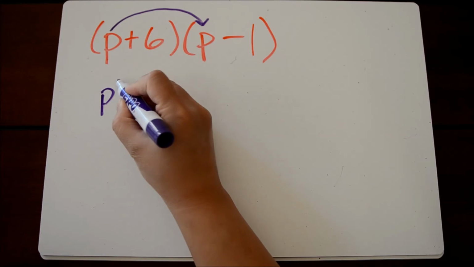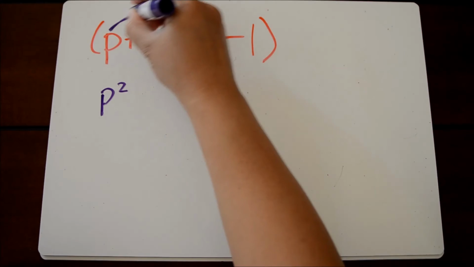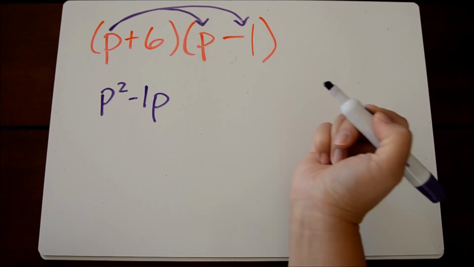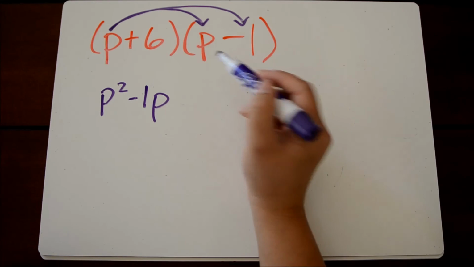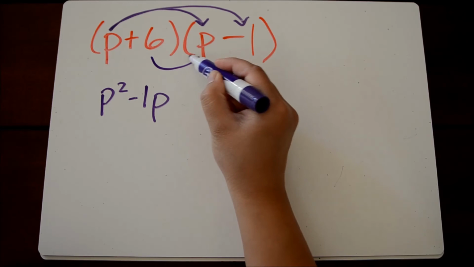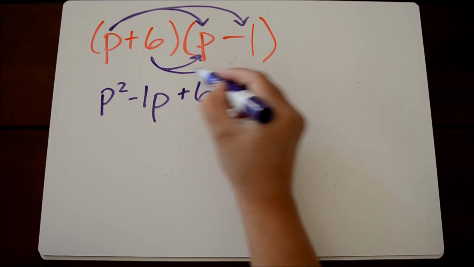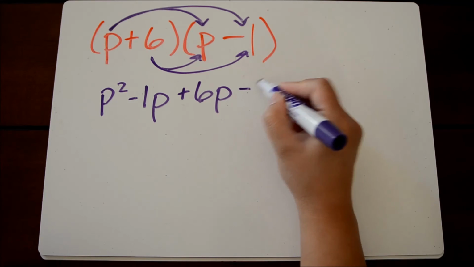So p times p is p squared, and then p times negative 1 is negative 1p, and then I'm going to distribute the 6. 6 times p is positive 6p. And then 6 times negative 1 is negative 6.